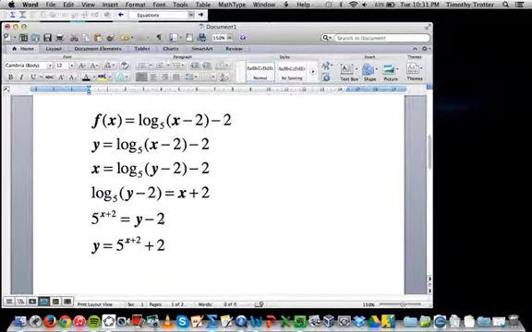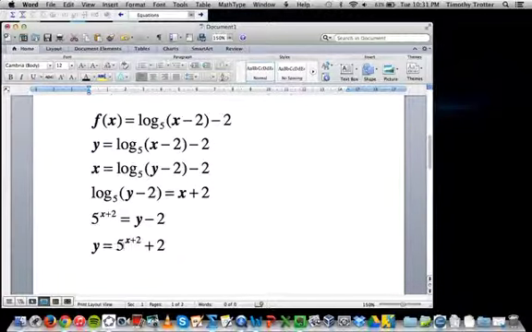Now I only have one more step to solve for y, and that is to add 2 to both sides. So this is our inverse function right here. This is the inverse function that they were asking us to find. How do you verify your answer?